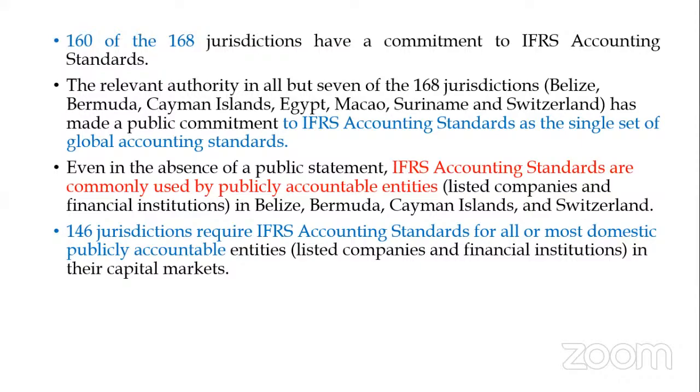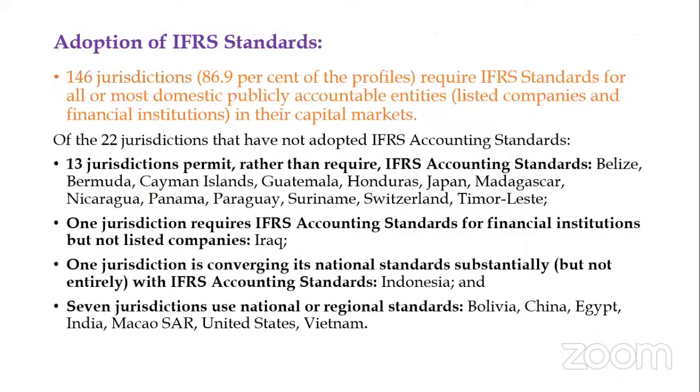A few countries have not accepted, but they have agreed that IFRS accounting standards are a single set of global accounting standards. Even in the absence of a public statement, IFRS accounting standards are commonly used by publicly accountable entities or firms. 146 jurisdictions require IFRS accounting standards for all or most domestic publicly accountable entities. Whatever the data I have presented with the names of the countries, I have given here the interpretations. Again here, 146 countries and plus 22, which I told you.